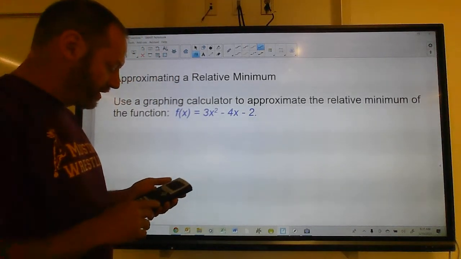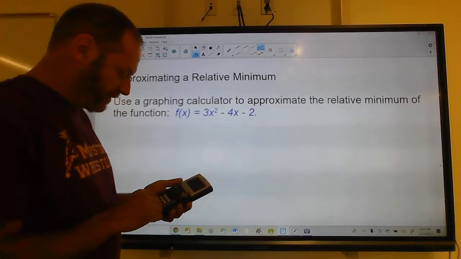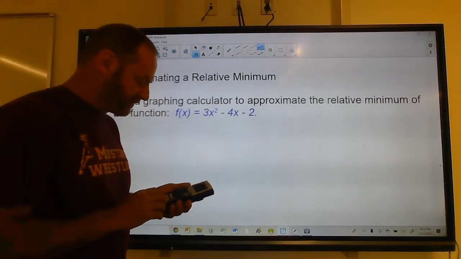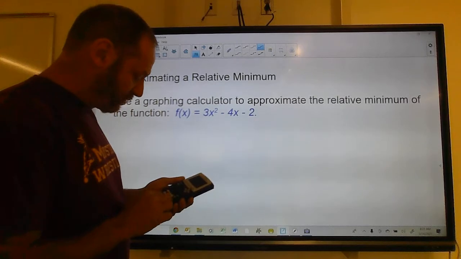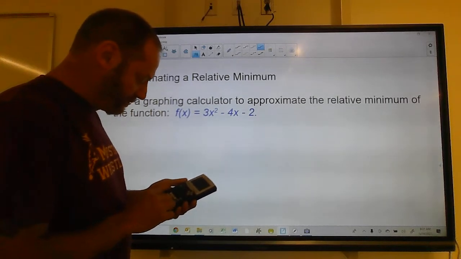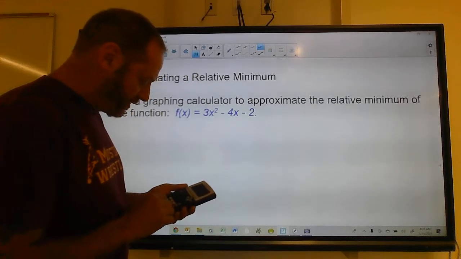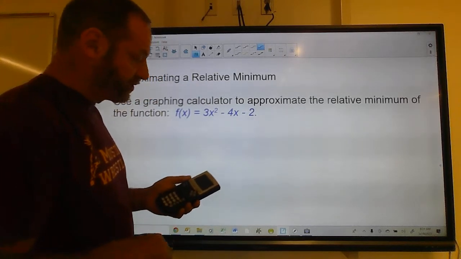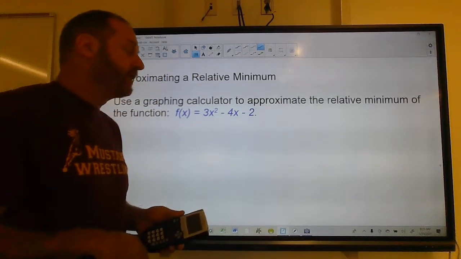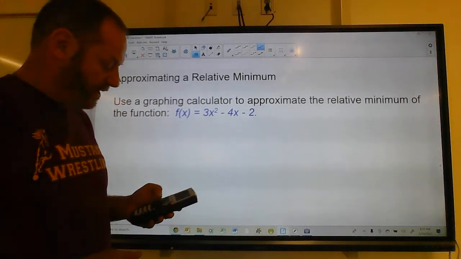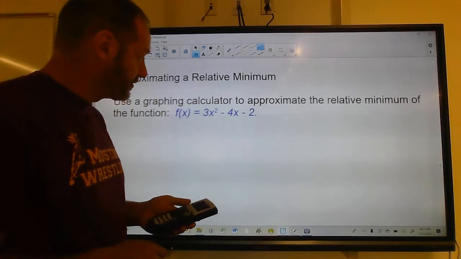Okay, we'll go to our window. And we're just going to go ahead and have a window from negative 10 to 10. So the x min would be negative 10, the x max would be 10, the x scale we'll leave 1, the y min we'll make negative 10, the y max we'll make positive 10, and the y scale we'll leave 1. And the x resolution, we don't touch that. So that's probably the window that's already in there, but sometimes people change those, so be careful.